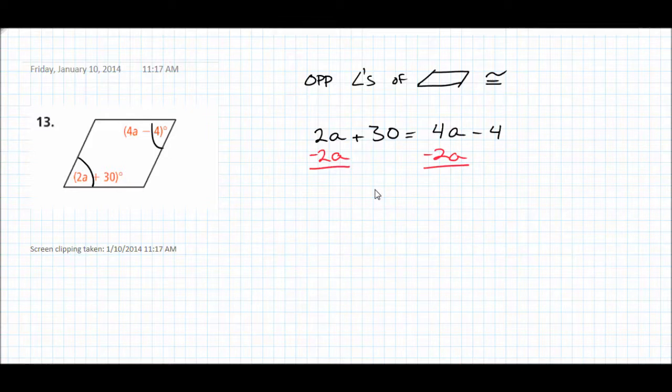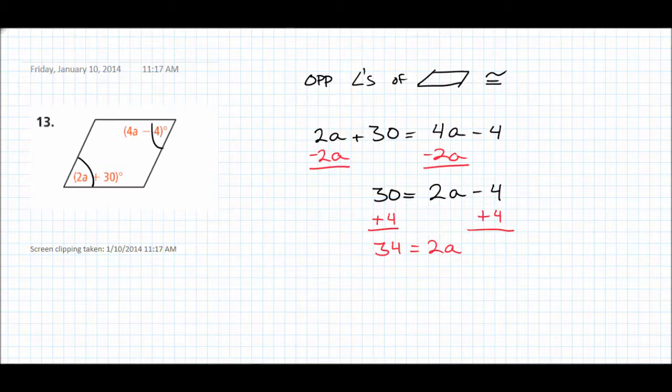So I'm going to rewrite the equation now. After the subtraction, it is 30 equals 4A minus 2A, which is 2A minus 4. Now the next step algebraically is to get the variable by itself, so we're going to add 4 to each side. Okay, so we're going to get 34 equals 2A. Now we have to get the variable by itself completely, so we're going to divide each side by 2. So A is going to equal 17.